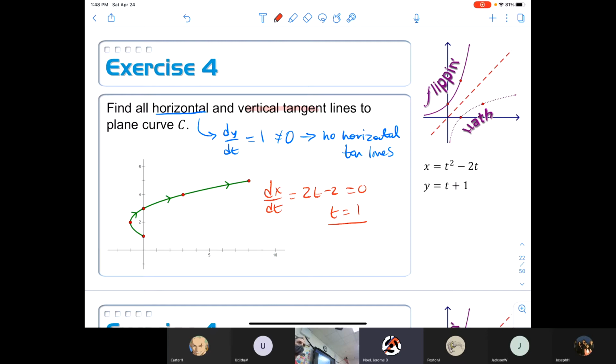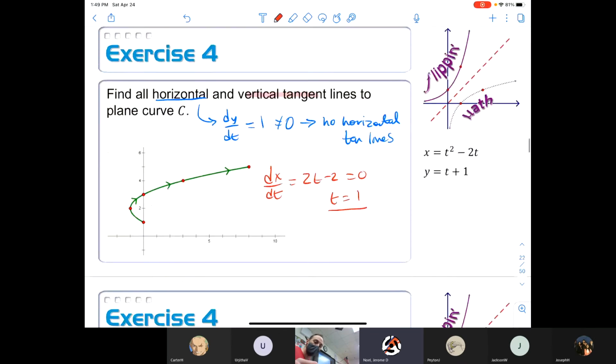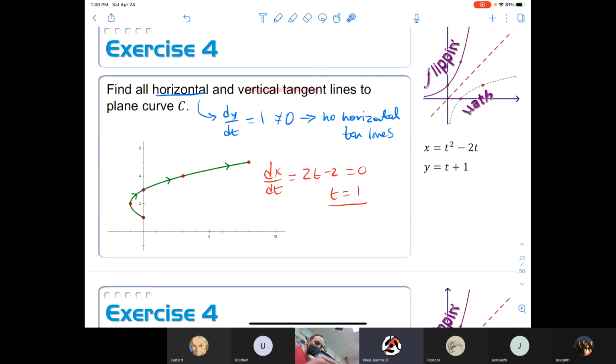Right, now this is a vertical line, right? So it's possible that they ask you for the points at which you have vertical or horizontal tangent lines rather than the equations for it. That seems more common. So let's say that we find the points where this happens. I need to plug it back into the parametric equation so we can find the x and the y coordinates. So back up here, if we were to stick in 1 for our t, 1 squared minus 2 times 1 gives us negative 1. And y is 1 plus 1.